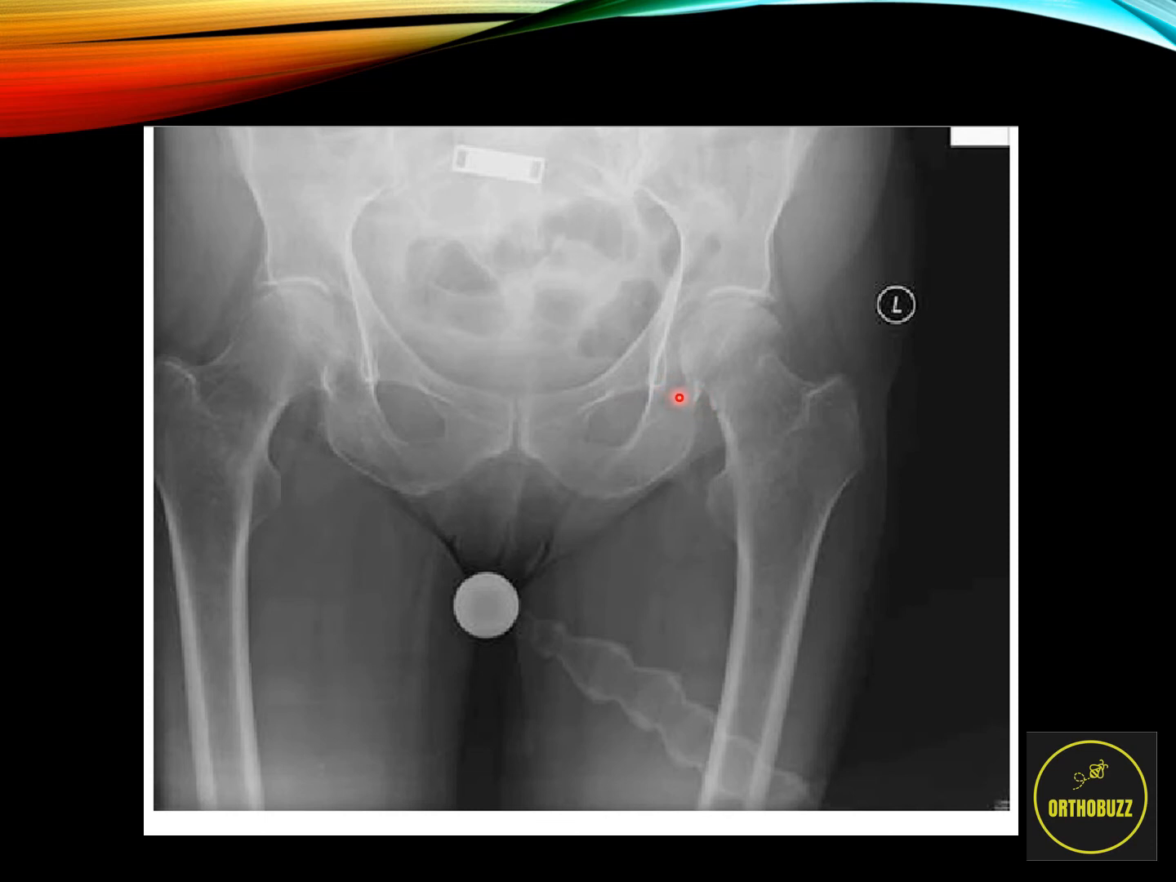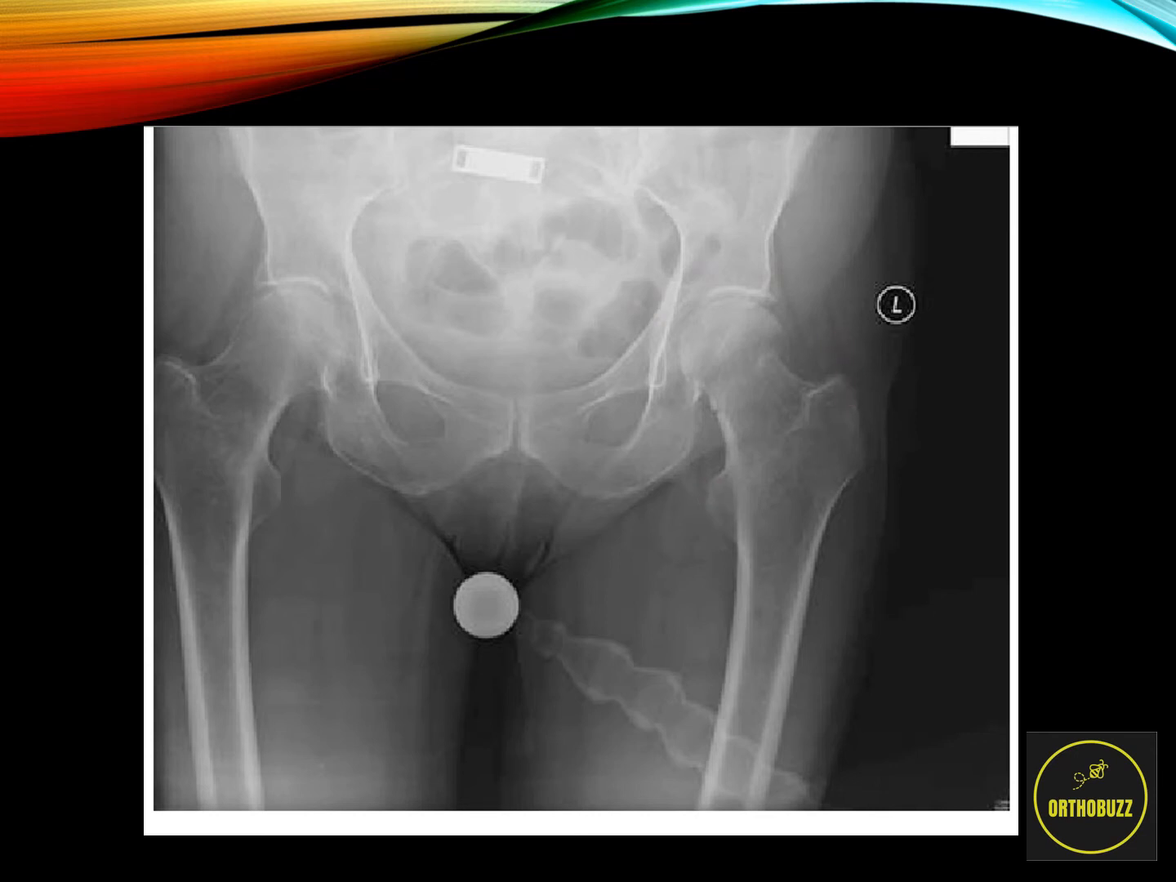It doesn't look as smooth as the other side. And over here, there's disruption in the cortex. Looking closely, there's a small undisplaced fracture over there. So this is again a neck of femur fracture, but much more difficult to pick up than the last one. Again, this is intracapsular, as the capsule inserts over here.